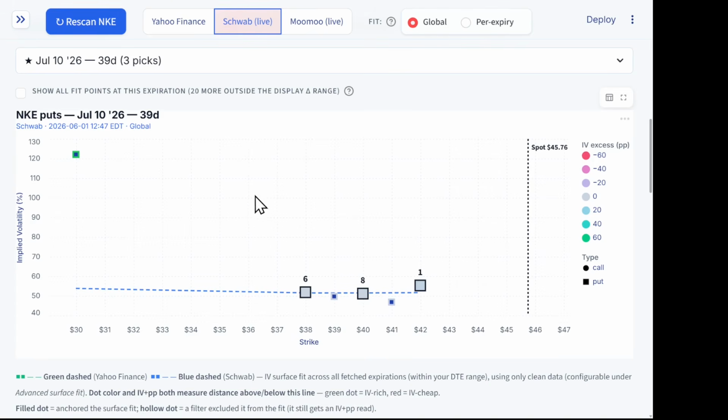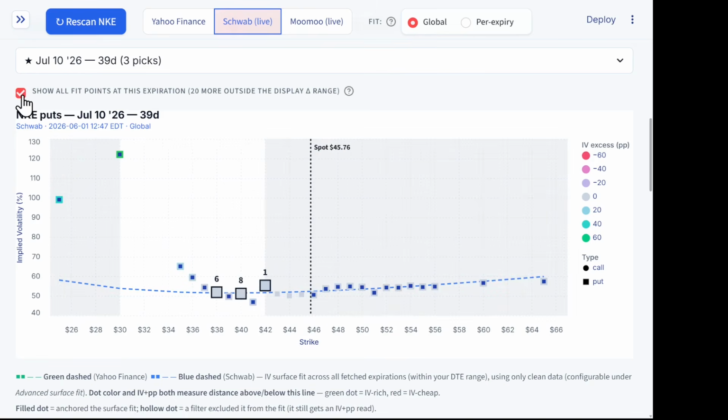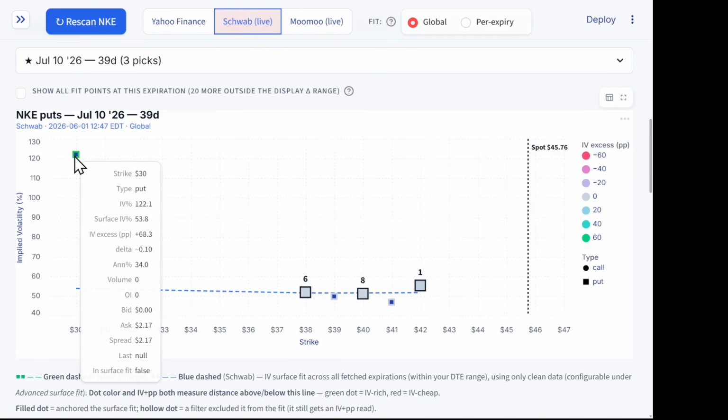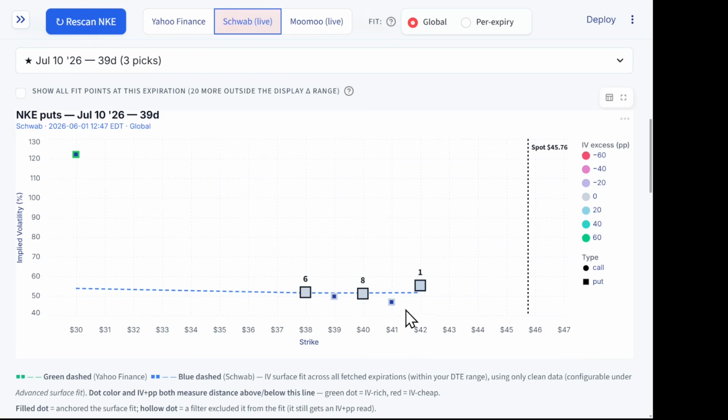Again, if you want to see all the puts in the expiration, you check this show all fit checkbox. Green dots still mean richer premium, but we don't have any legit green dots, just this one stale one here. The larger squares are puts in the top 10 candidates. The legend to the right shows what the color means.